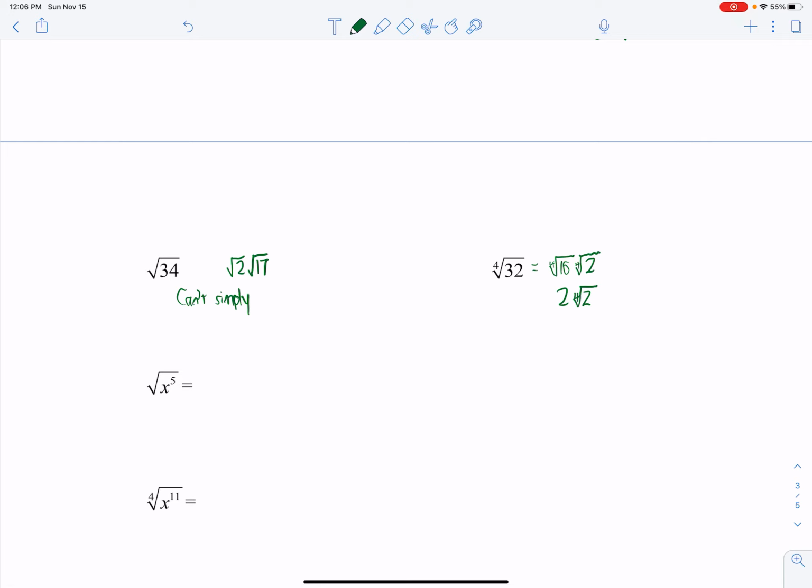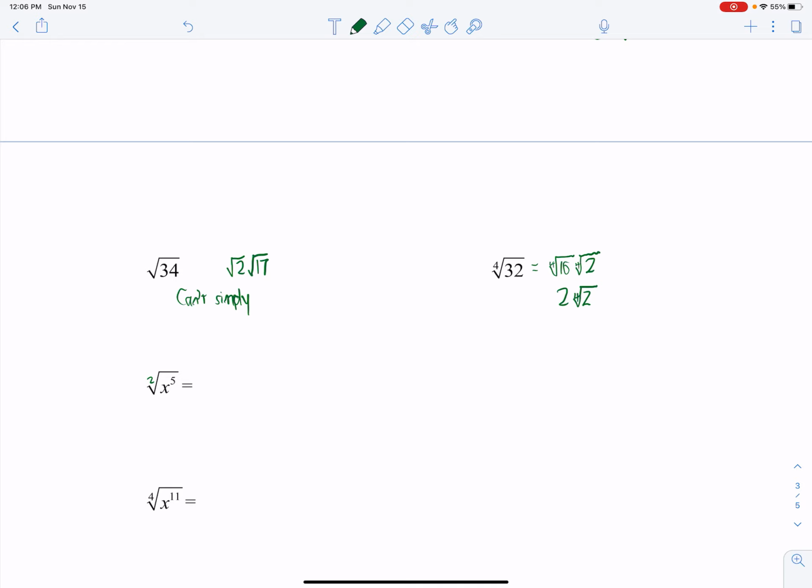And now to keep going, let's look at roots of variable expressions. We said earlier that to do square roots, you divide the exponent by 2. To do cube roots, you divide the exponent by 3, and so on. Well, here we run into a case, the square root of x to the fifth, where 2 doesn't go into 5 evenly. There's a remainder when 2 goes into 5.